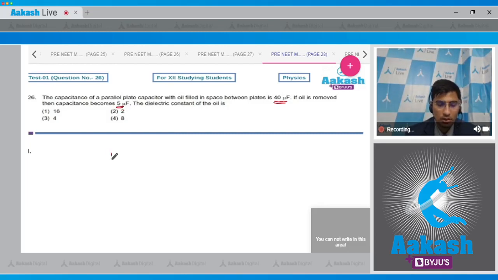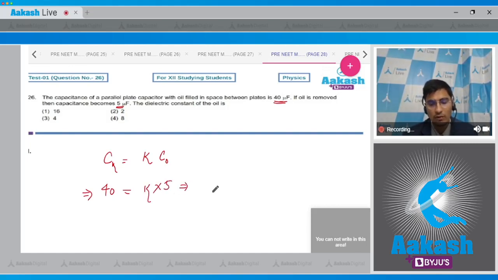Students, we must know that the capacitance with a dielectric constant K is given as K multiplied by the capacitance in air, that is KC0. As per the question, with oil the capacitance is 40. So we can write that 40 is equal to the dielectric constant K multiplied by the capacitance in air, that is 5. From this equation, K will be equal to 40 by 5, and this will give us a value of 8. The dielectric constant has no units and the correct answer for this question is option number 4.